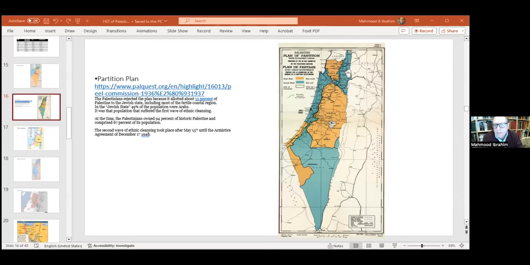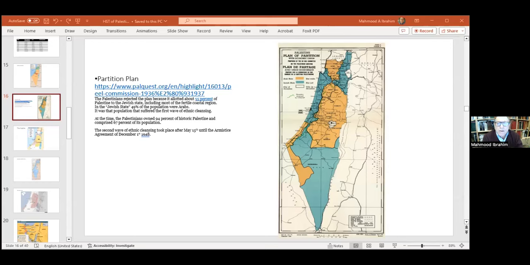This is not the first time that the partition of Palestine was suggested. As I mentioned in the previous hour, the Peel Commission's recommendations, of course, were to partition the country into a Jewish state and a Palestinian state. The Peel Commission, you will recall, came on the heels of a great many disturbances, the Great Palestine Revolt of 1936 to 1939.